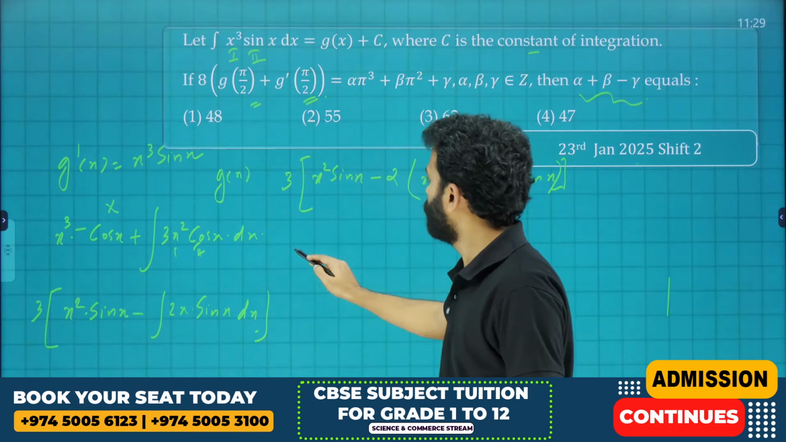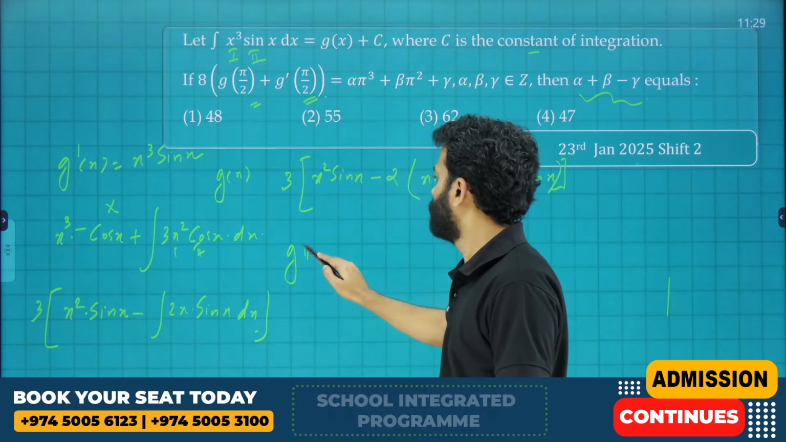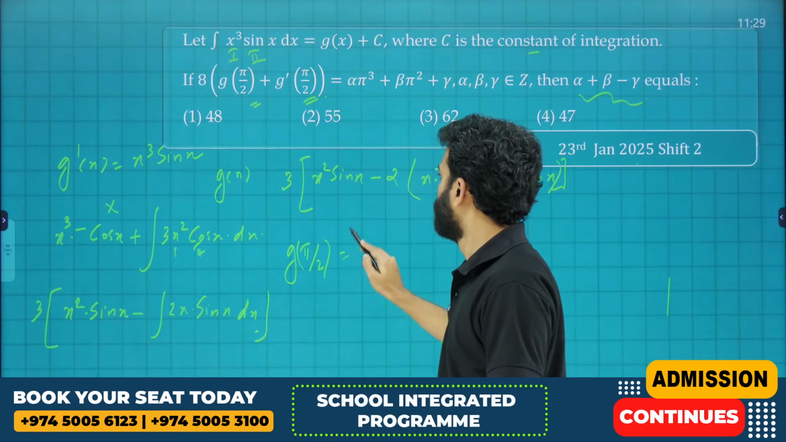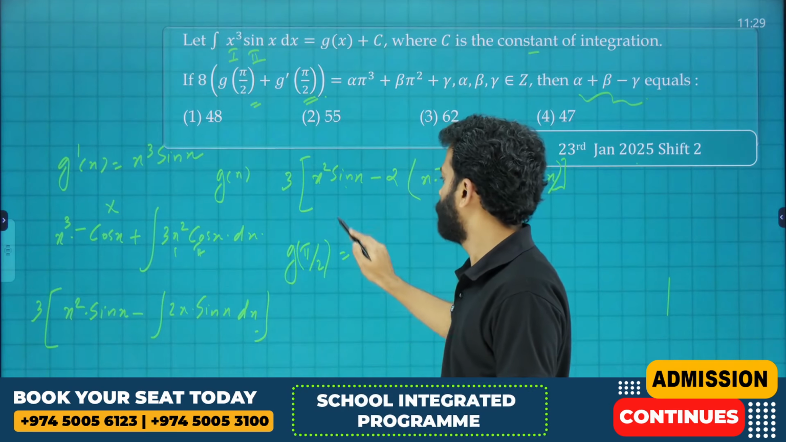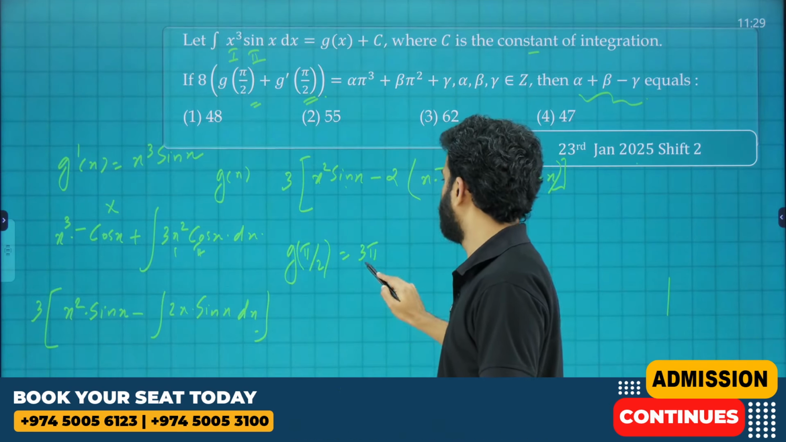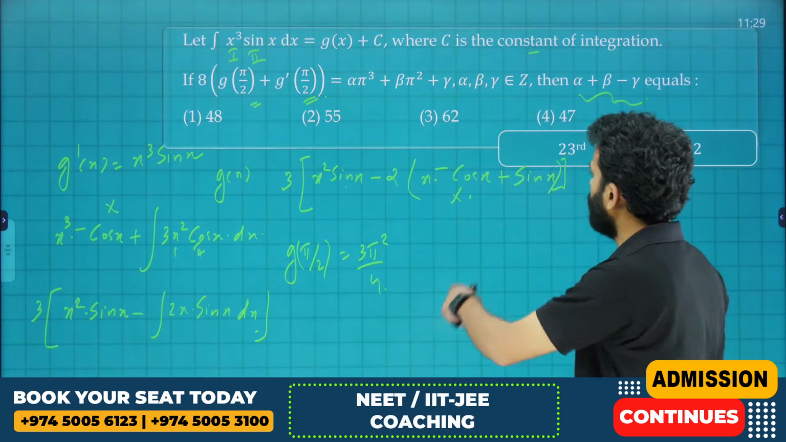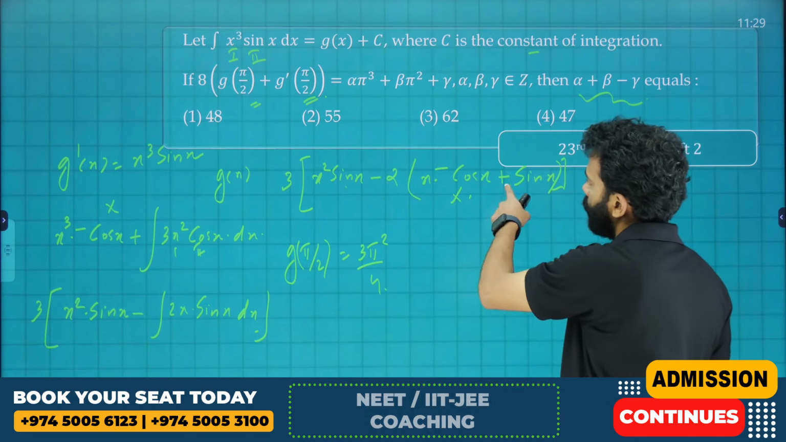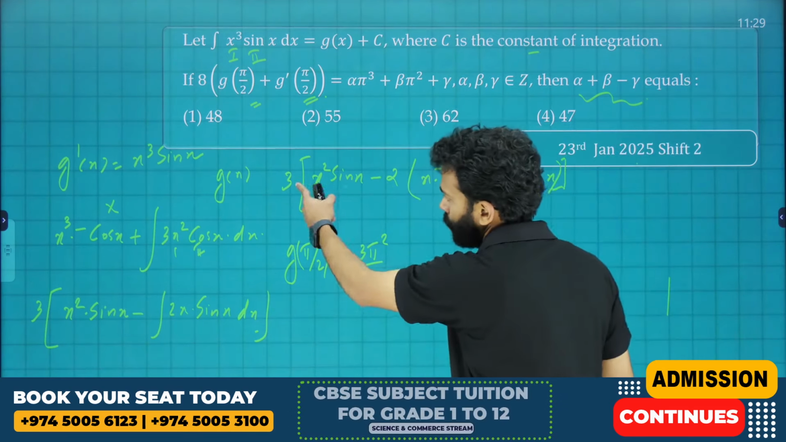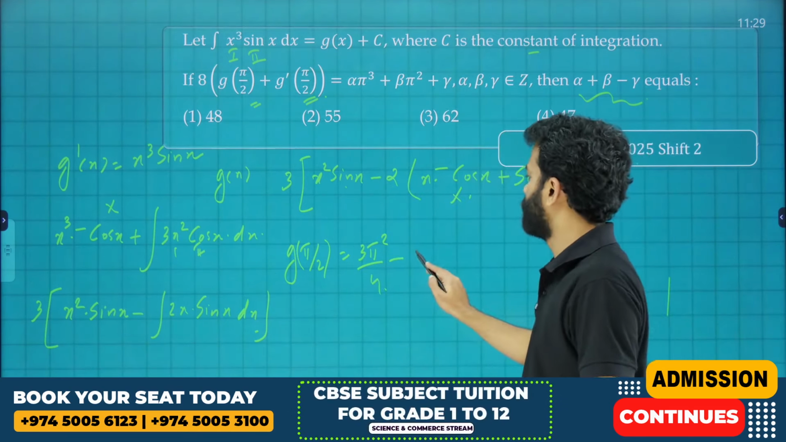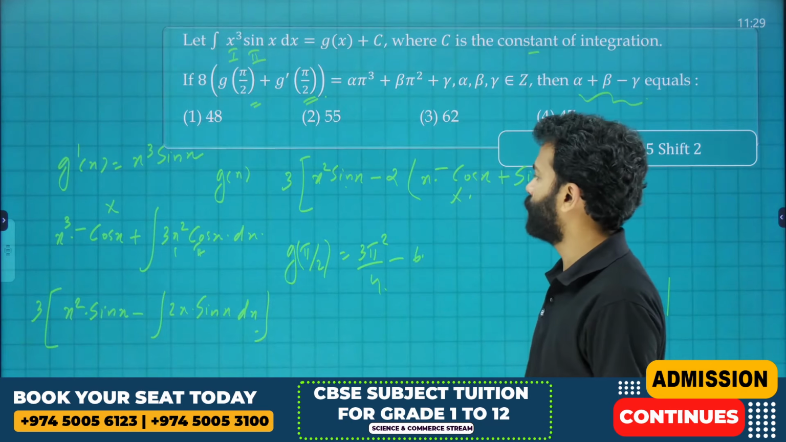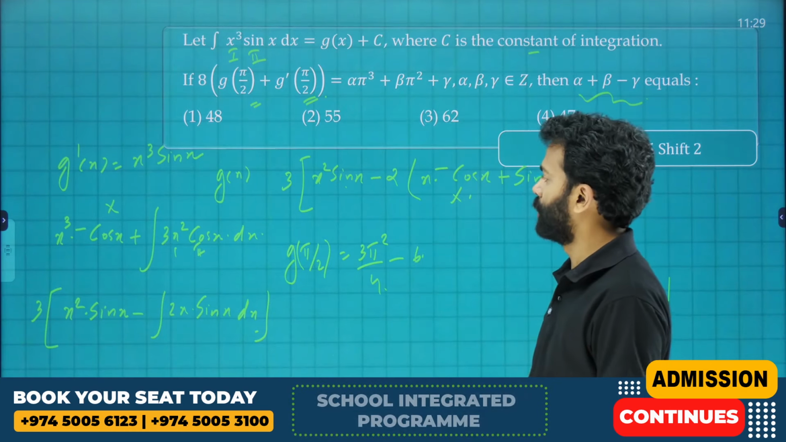Okay, this is what g of x is. And then you need to find g of pi by 2, right? That is g of pi by 2 will be, this will be 1 and this will be pi square by 4. That is 2 into 3 pi square by 4. Okay, this term will vanish. This will be 1, that is minus 2 into 1 is minus 2, and minus 2 into 3 will also be there, that is minus 6. Okay, therefore g of pi by 2 is what? 3 pi square by 4 minus 6.